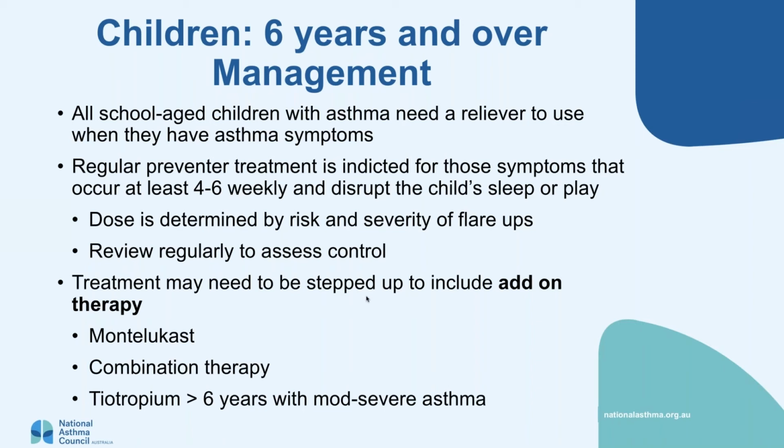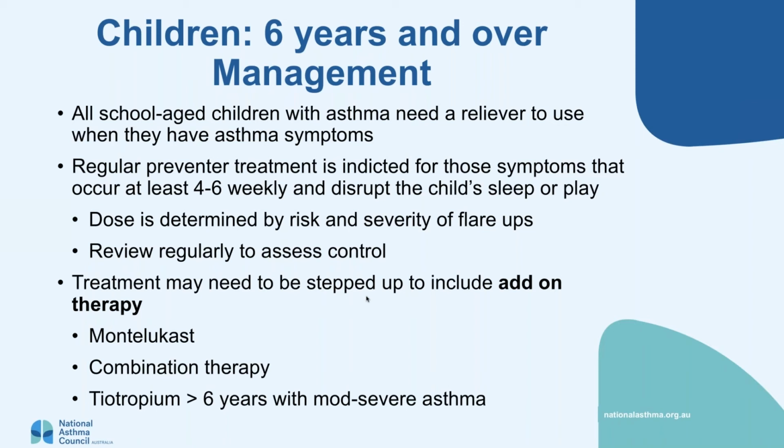Classification is based on the clinical pattern of symptoms when not taking a preventer and also when the child is well. For example, they don't have a respiratory tract infection. All school-age children with asthma need a reliever medication, and it's usually Ventolin, to use when they experience asthma symptoms or an asthma exacerbation. And the guidelines in the handbook indicate that regular preventer treatment is indicated for those symptoms that occur at least 4 to 6 weekly and disrupt the child's sleep or play.